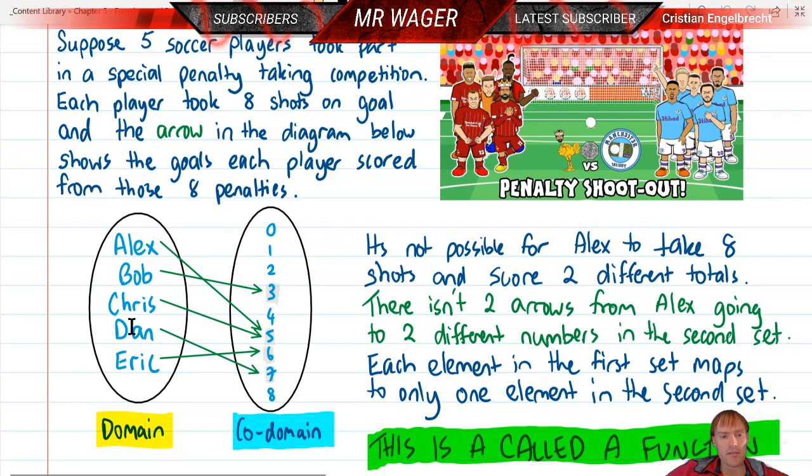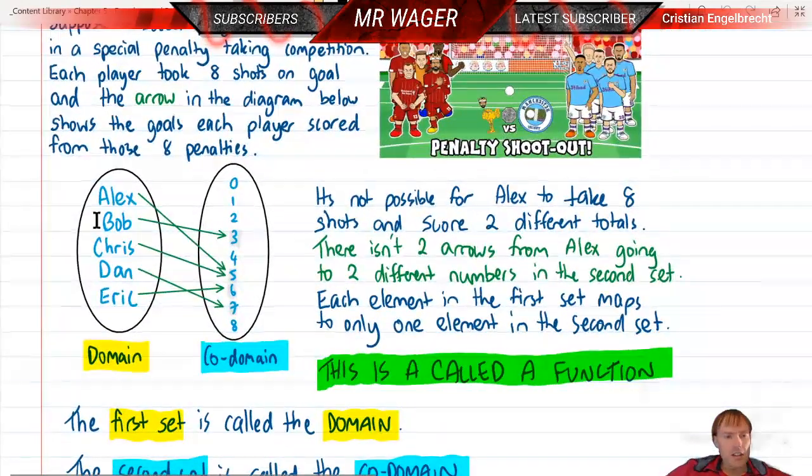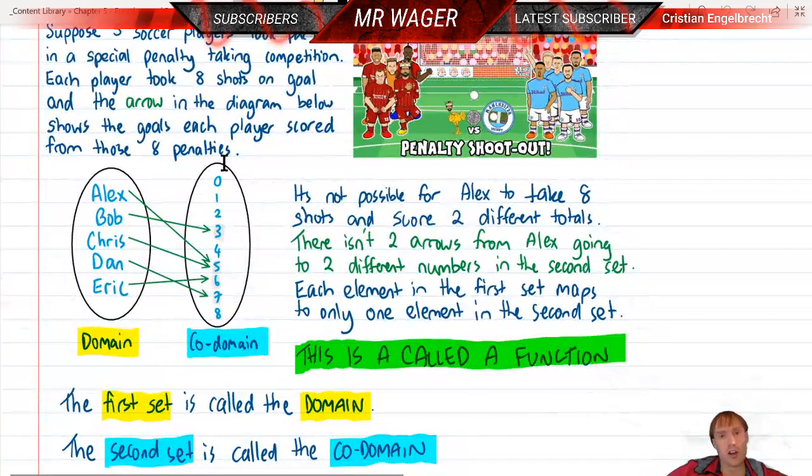So anytime you have this kind of scenario, not necessarily all to do with soccer, but anytime you have, say, your input values or your starting values mapping to a single element in the second set, that would be called a function, okay? So the first set, this part of the diagram, we call this the domain, okay? So the players in this particular example are called the domain. They're our input values. The second set over here, this is called the codomain.